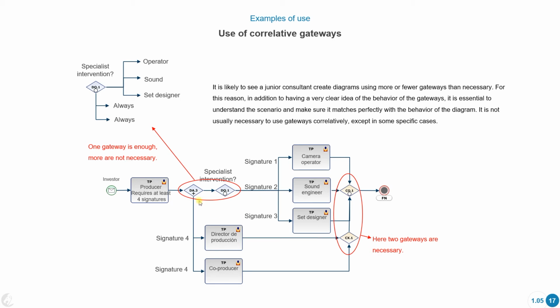And we can see there's 2 gateways over here, and there's 2 gateways over here. Let's see if we can improve this a little bit. Okay, in this scenario, it works perfectly. It's perfectly okay to diagram like this.